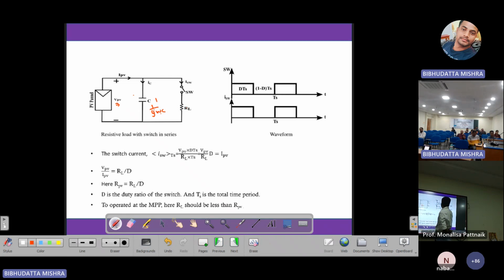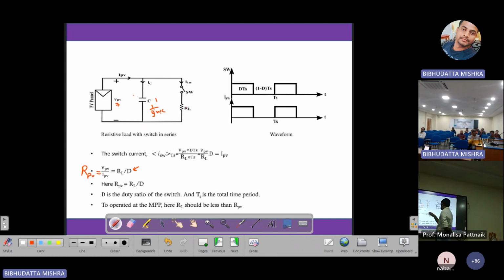So this is the switch current, and this is one cycle. If you do the average, you will get VPV by RL into D. This should be equal to IPV. So VPV by IPV is the resistance seen by the PV panel, RPV, that is RL by D. So now by changing D, we can vary the RPV. That was the point.